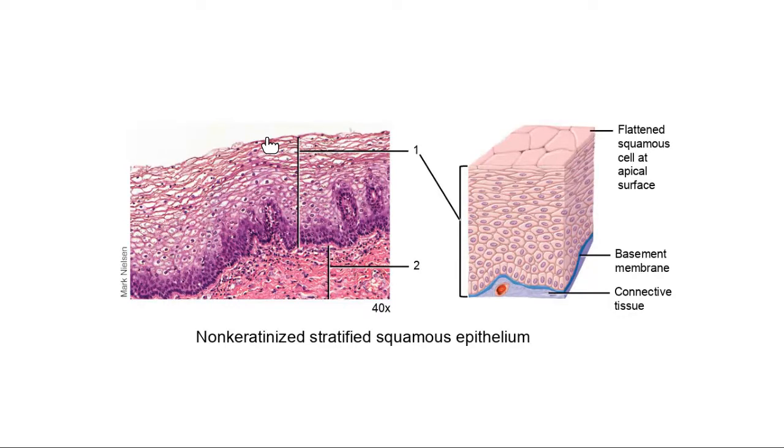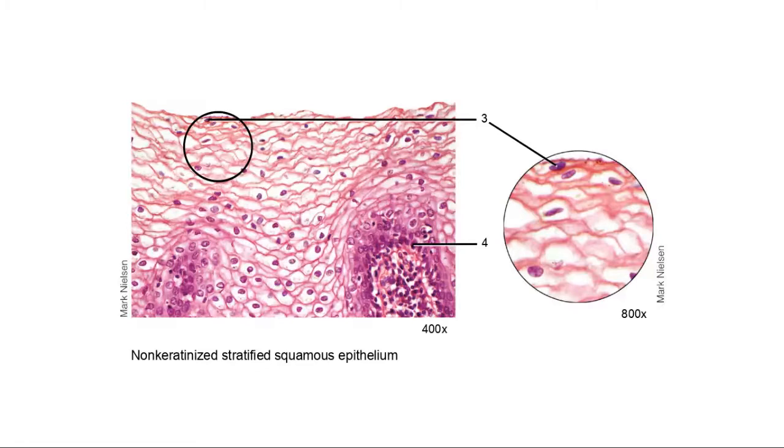In this stratified squamous, we don't have any keratin, which is a protein on the surface. And number 2 is the connective tissue. I have a larger image of the previous picture, and in this larger image I only want to show you the flat cells which we have on the surface. A stratified squamous.